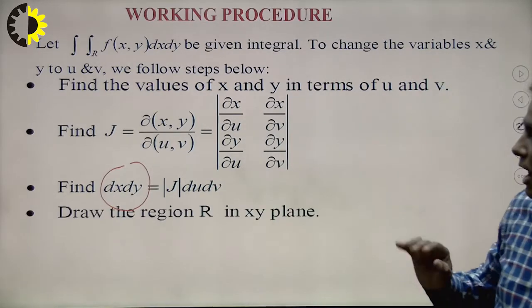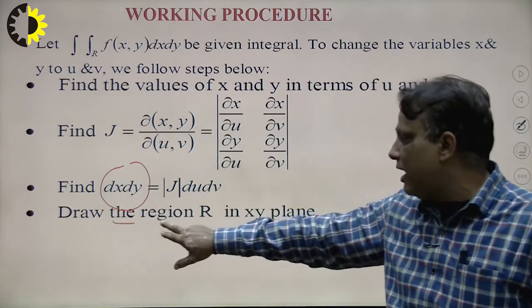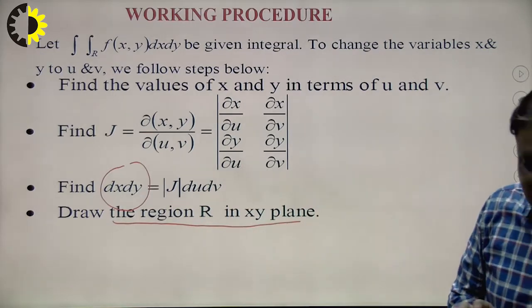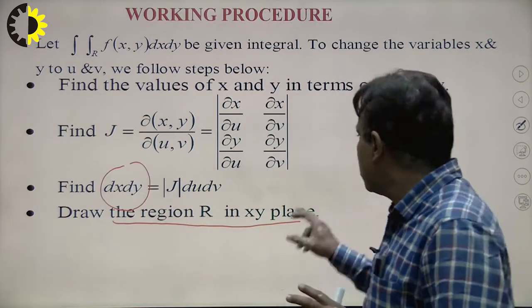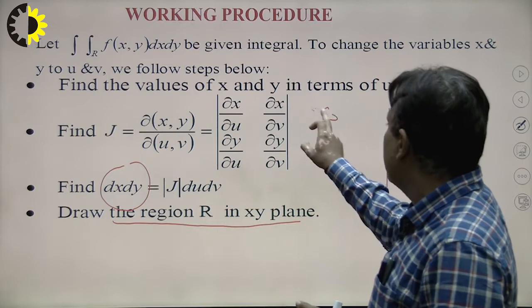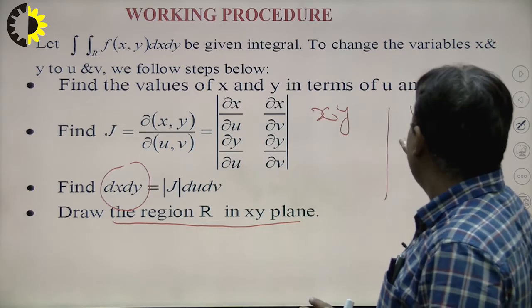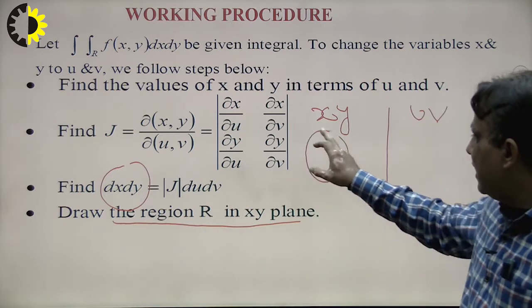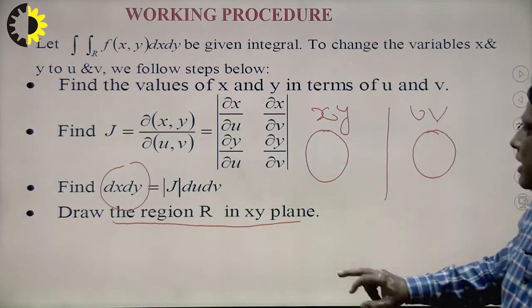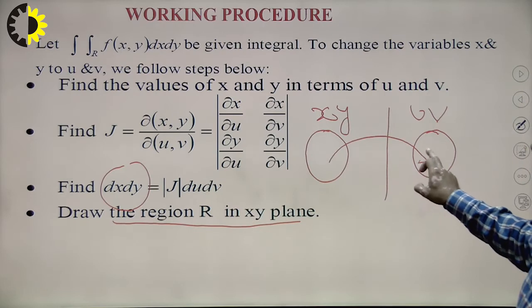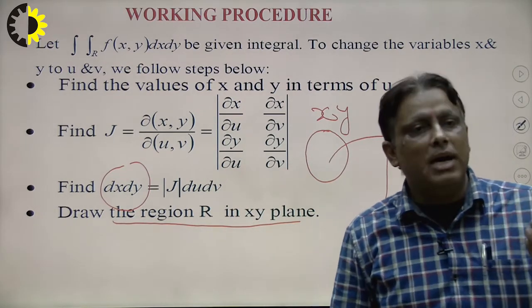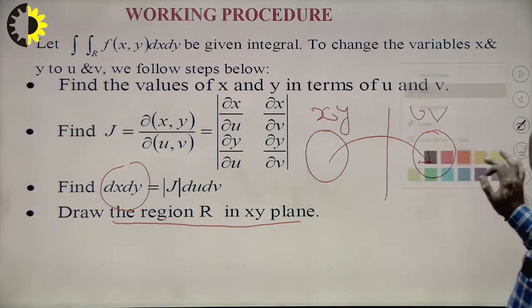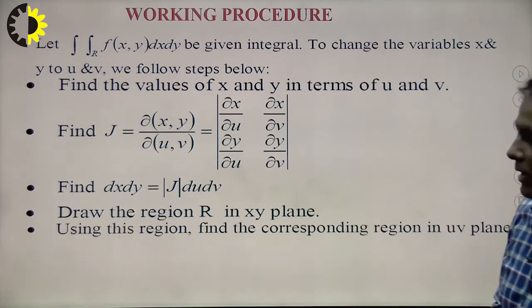After this, draw the diagram of the region R in the xy plane. So there exist two planes: first is known as the xy plane, and second is the changed-variable uv plane. I draw this diagram in this plane, and I draw the diagram of the uv plane. With the help of this plane I calculate the limits of u and v and evaluate the result here.